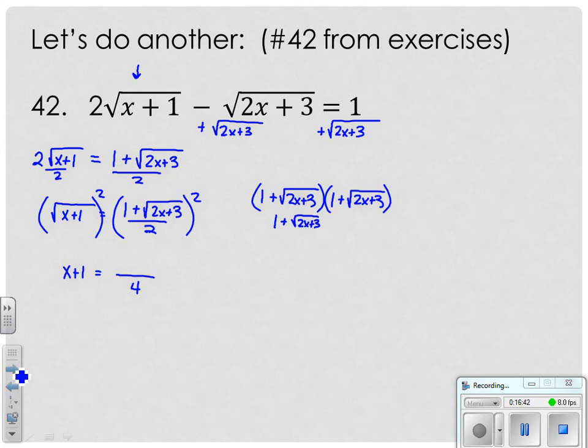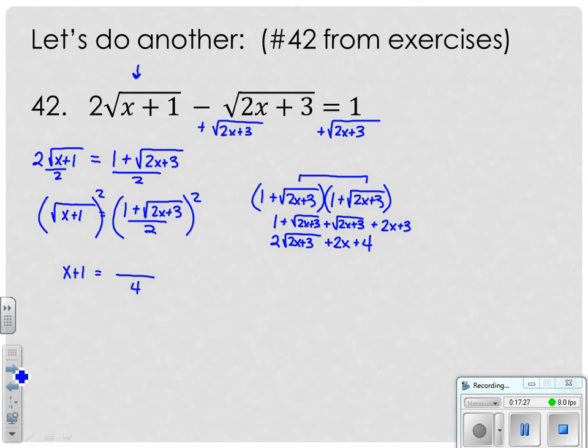Inside, I have another 1 times root 2x plus 3, so I'm going to get another positive root 2x plus 3. And then the back. When I do the last terms, I'm taking a root times itself. So remember, that's just going to result in giving me the amount that was underneath the radical. All right, combining like terms in the middle, I have 2 square roots of 2x plus 3. My 1 from the front and my 3 from the back can combine. My 2x does not have anything to go with it. So putting all this stuff together results in this piece.